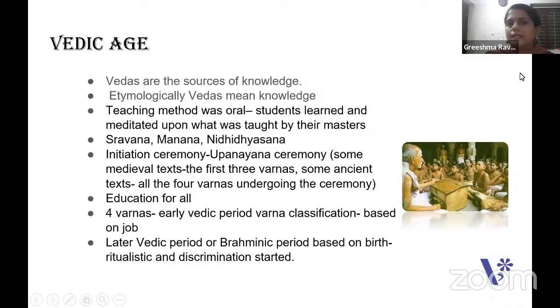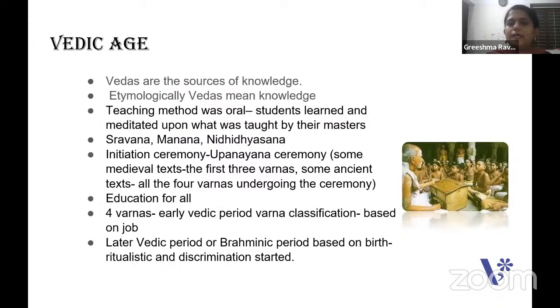So we know that Vedas are the source of knowledge, and the etymological meaning of Veda is knowledge. Teaching method: the important teaching method was oral, and there was one question asked: which modern method can be compared to the ancient oral method? The answer is lecture method, and the education passes through three stages: Shravana, Manana, and Nididhyasana. Then the initiation ceremony of Vedic education is known as Upanayana ceremony.